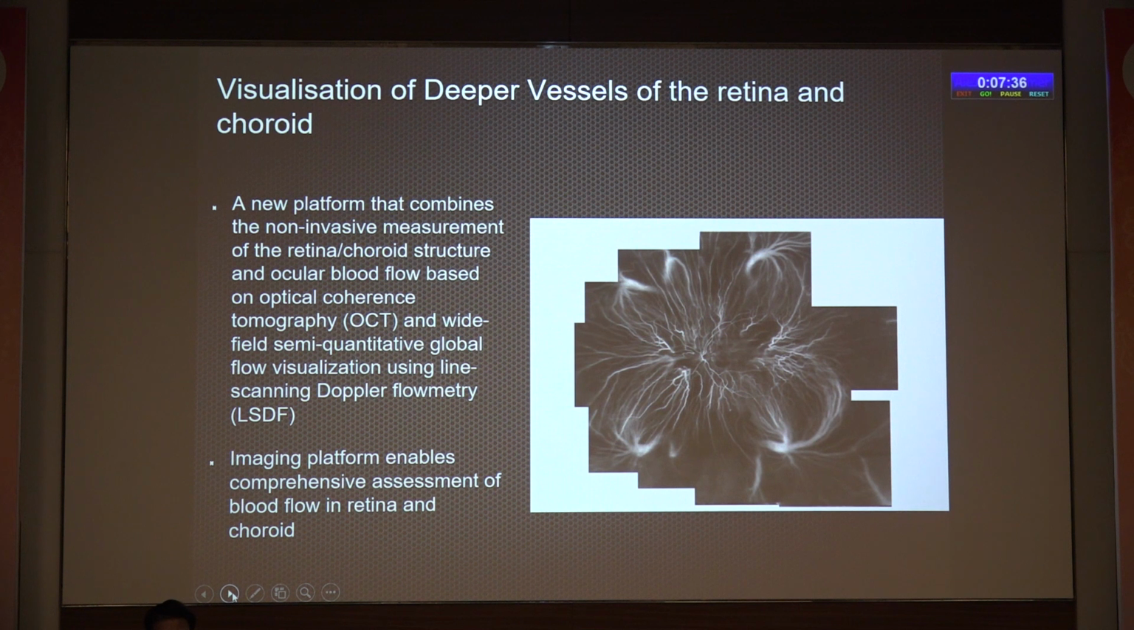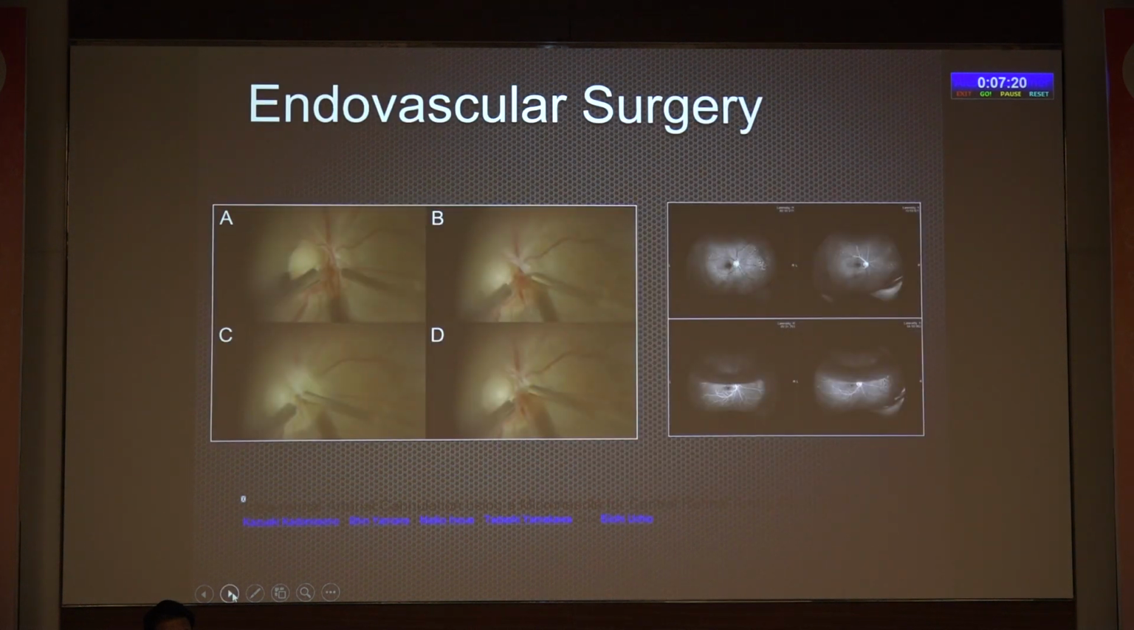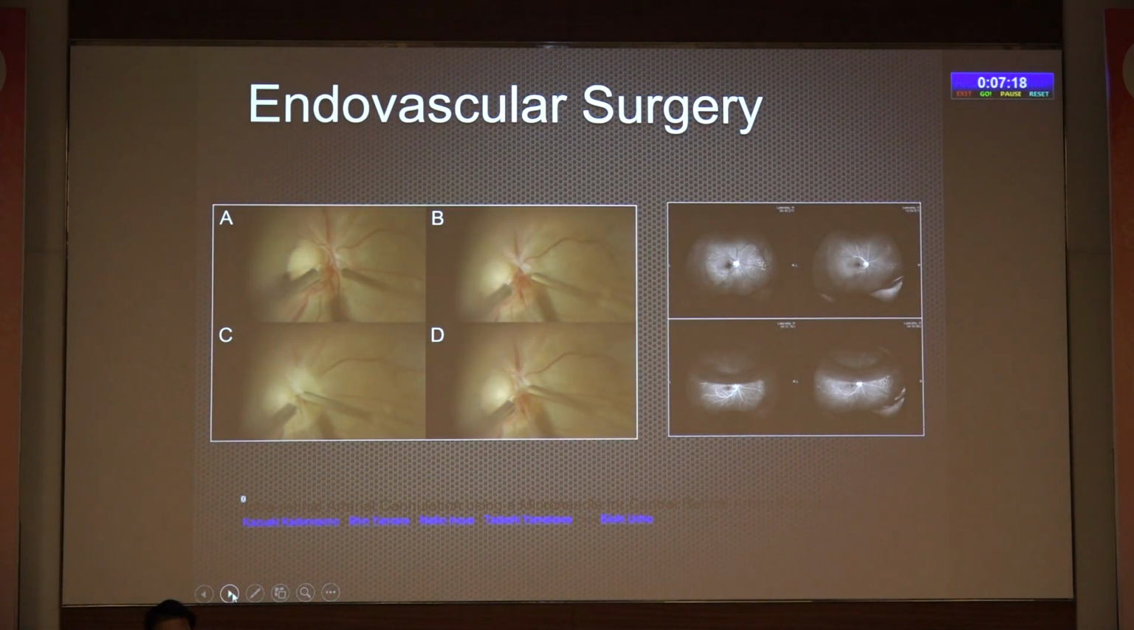Second, we really don't have a very deep visualization of the vessel, so we don't know where the occlusion is. Whether the occlusion is at the lamina cribrosa or at the site where the CRA has penetrated the dura mater to enter the optic disc. Therefore, a deep imaging platform will be very important for us in the future to know how to manage CRAO.